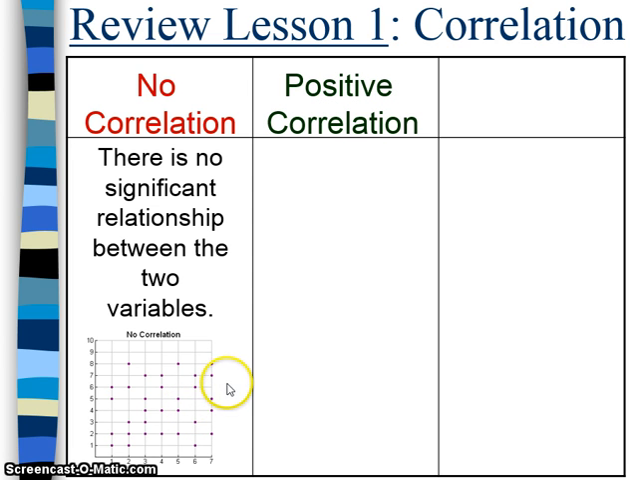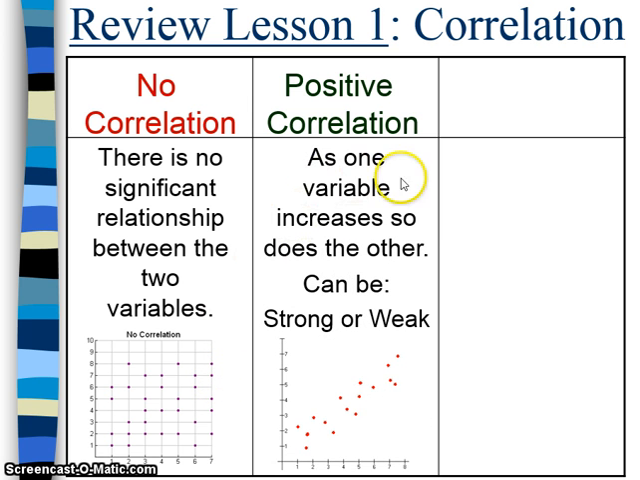The second type of correlation we learned about is called a positive correlation. As one variable increases, so does the other, and this can be strong or weak. This is an example of a strong correlation. It's very linear. The dots are very close together, and they're increasing together because the dots seem like they're going upward. Also can be remembered as positive slope goes upward from left to right, as does a positive correlation.